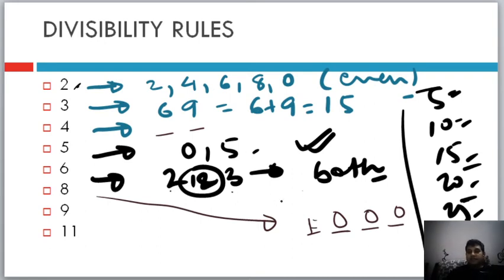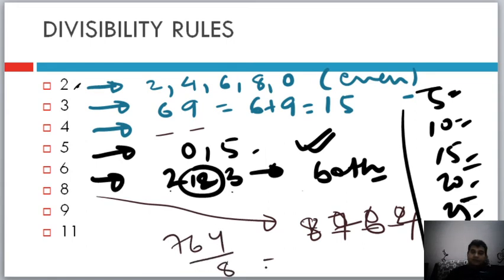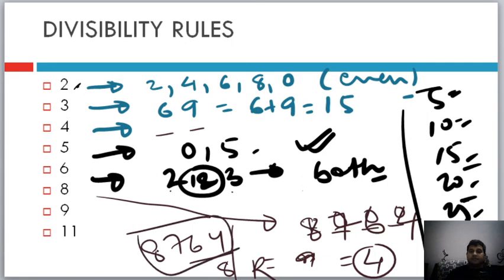So let's say there is a number 8764. Okay, so we will have to see 764 divided by 8. 8 9s are 72, then 44. So basically there is a remainder of 4. So 8764, or any number like 8000, 9000, 2700, will not be divisible by 4.